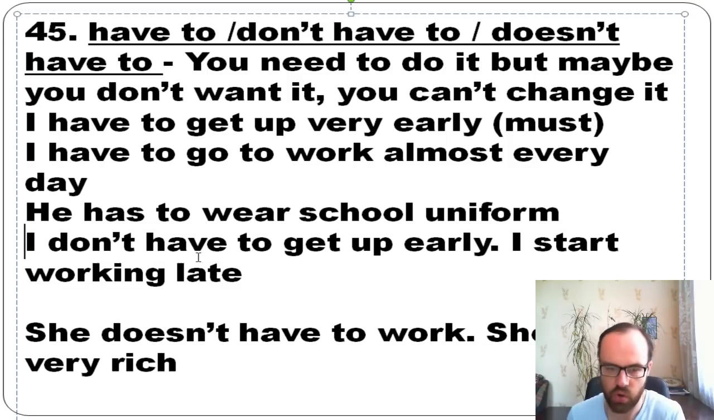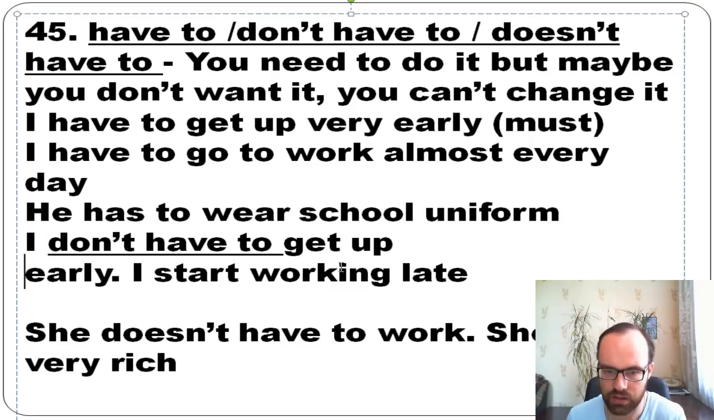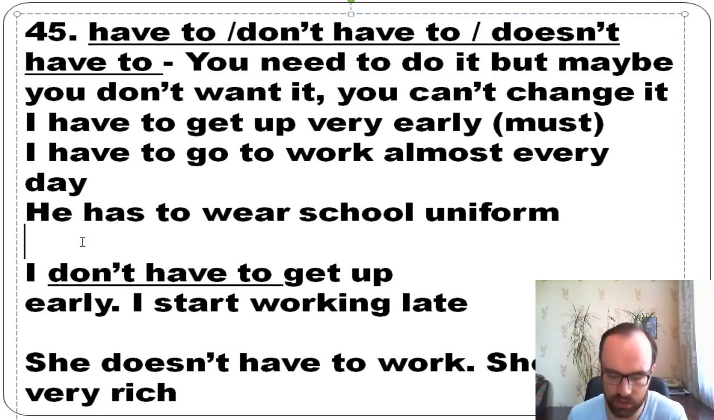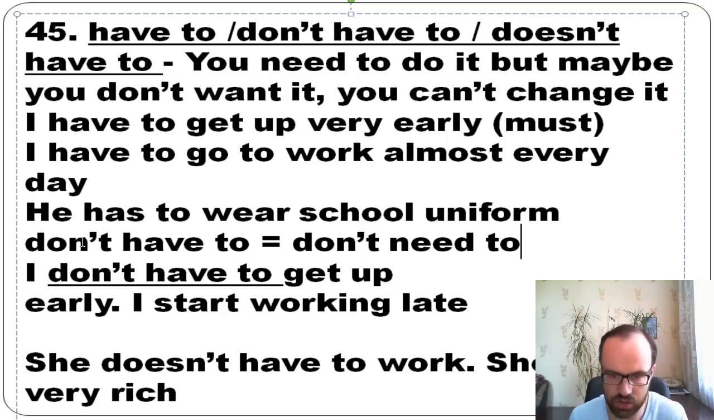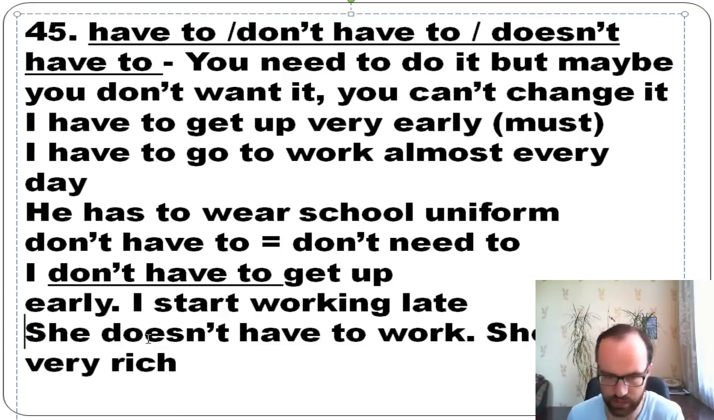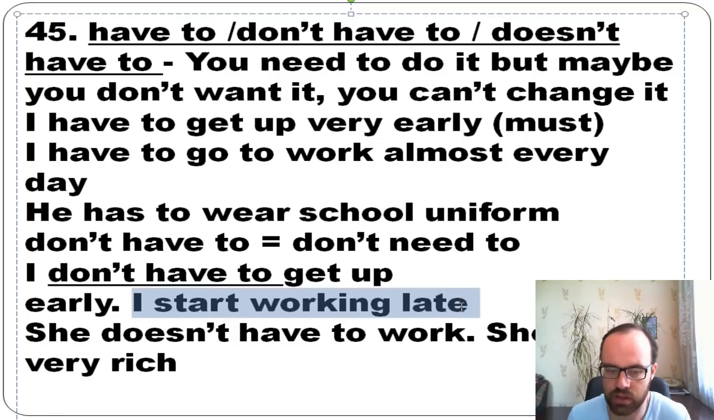Okay, sometimes we can meet don't have to. Don't have to has another meaning. I don't have to get up early. It means that I don't need to. Don't have to means don't need to. Okay, so you see, I don't have to get up early. I start working late. It means that you start working late, and why do you need to get up early? You can sleep more.